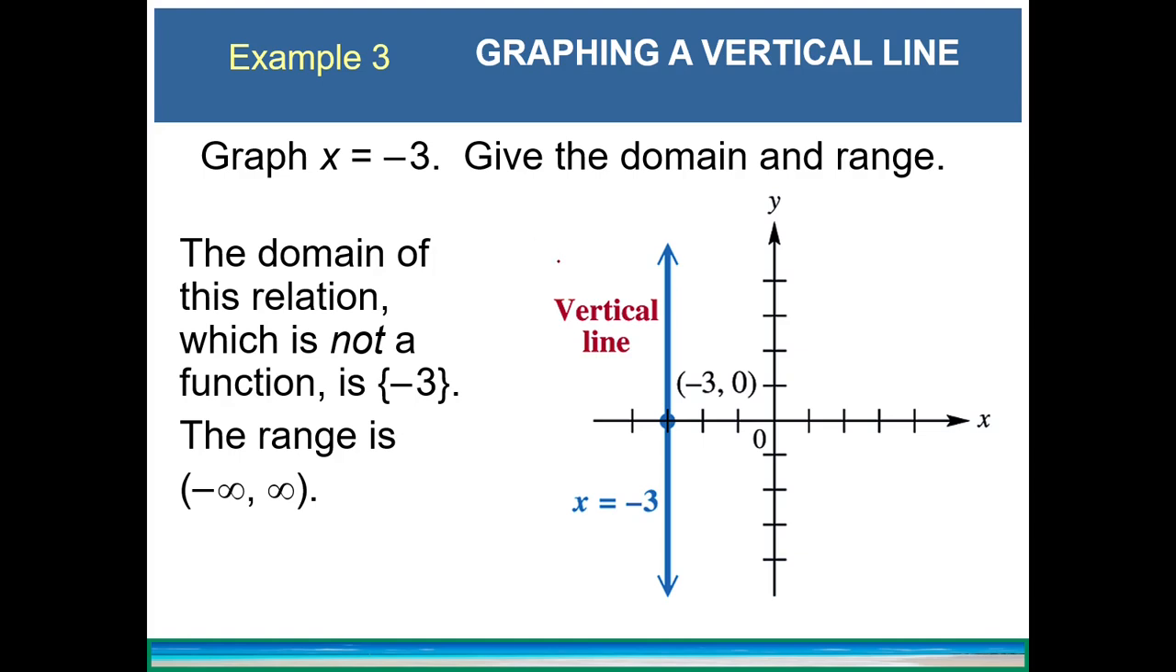The domain is just going to be negative 3. It only goes left to negative 3, right to negative 3. It doesn't go anywhere, so the domain is just negative 3. The range is, it goes down forever, goes up forever, so the range is from negative infinity to infinity.